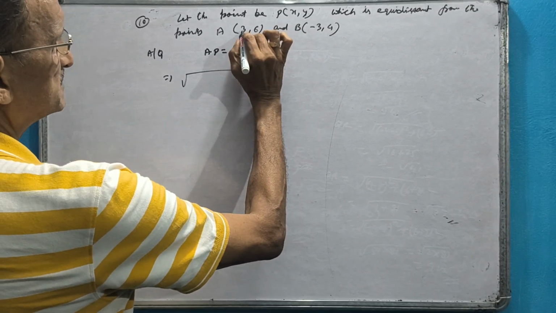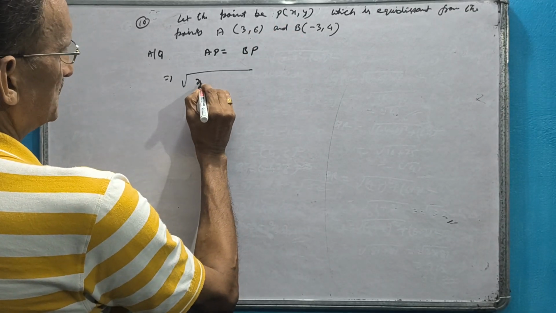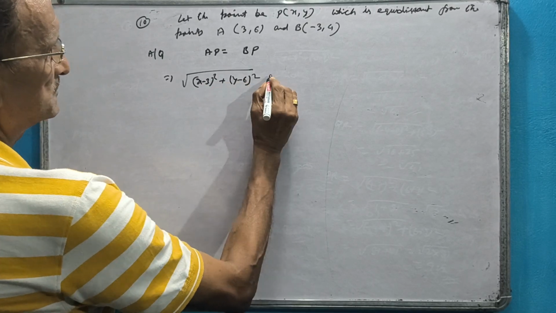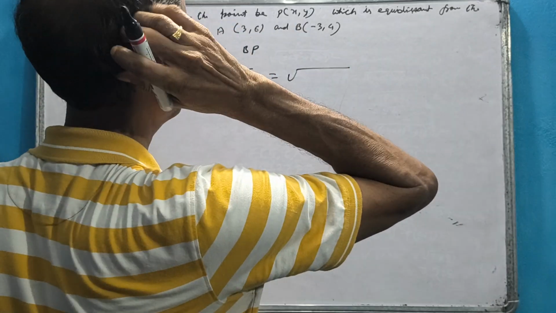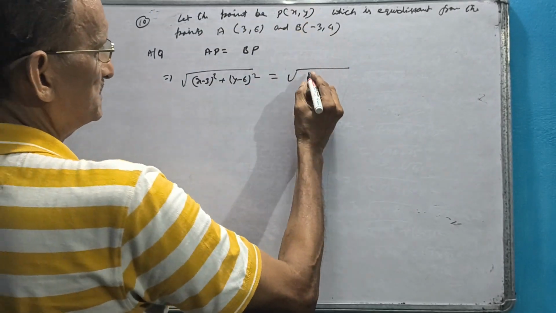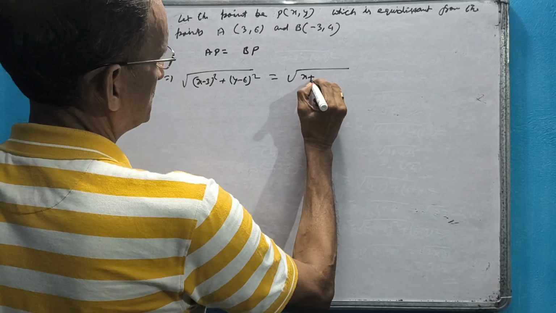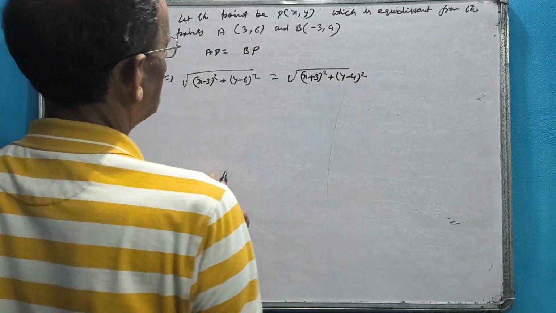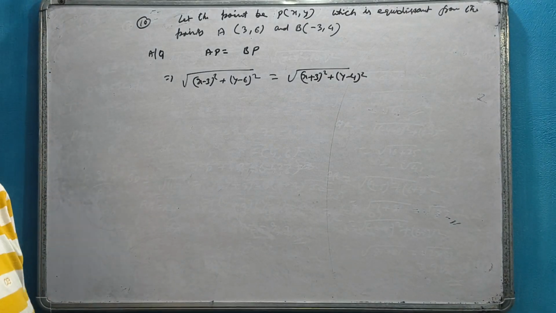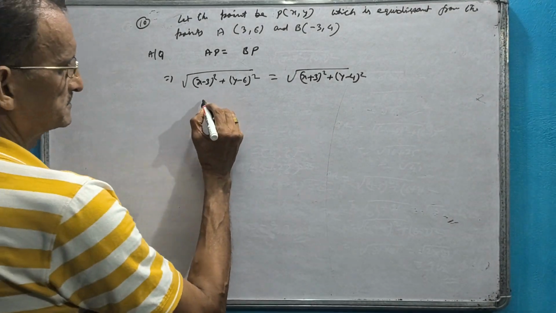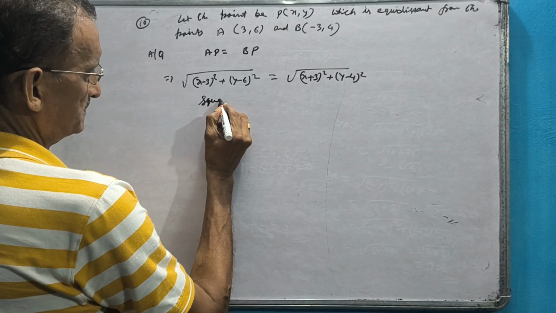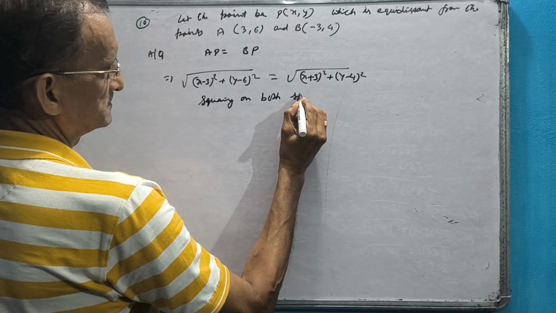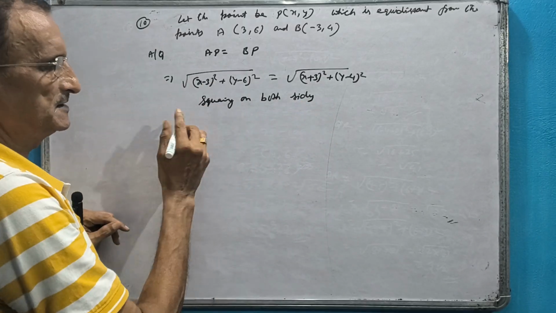Either you can write x minus 3 or 3 minus x. (x minus 3) whole square plus (y minus 6) whole square is equal to BP, which is (x plus 3) whole square plus (y minus 4) whole square. To remove the square root sign, what do you always do? Squaring on both sides. Squaring on both sides, what will you get? The root sign will be removed.